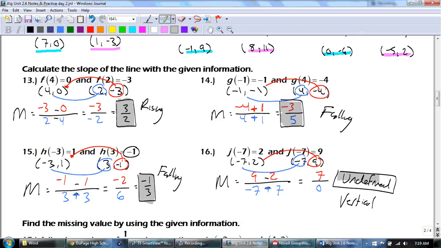Okay, so you should have gotten -1/3 as your final answer for number 15. Remember to reduce your fraction, and that is falling. And then 16, we got undefined. Remember, if it's got a 0 on our slope, we have to figure out what that is.